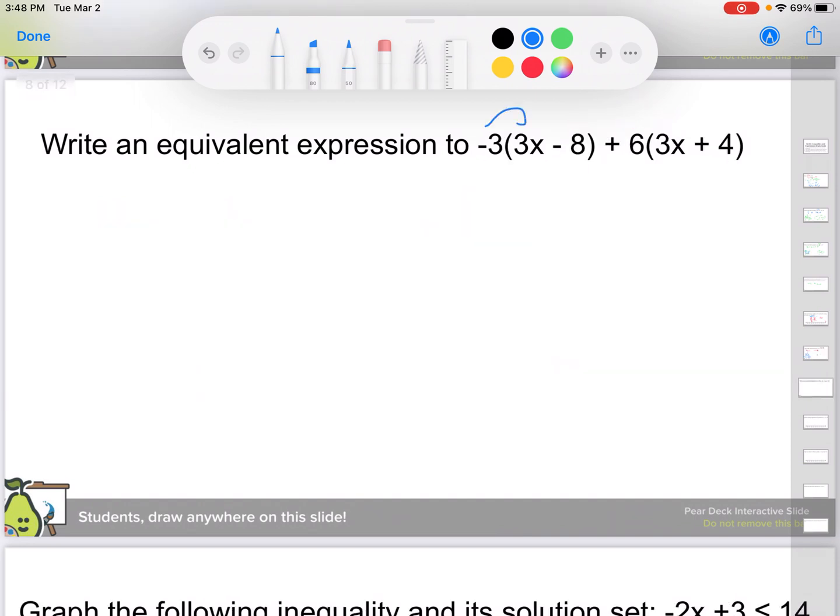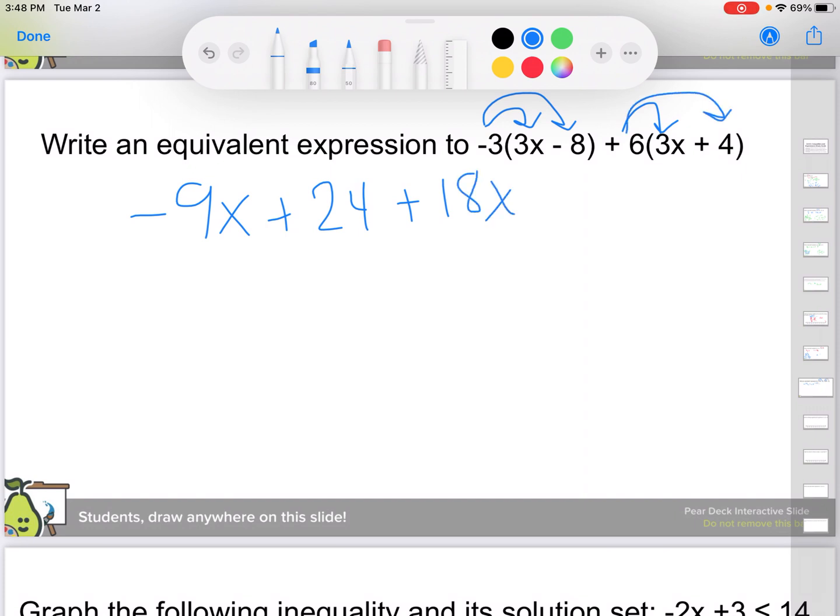All right, write an equivalent expression. So I have to distribute. I'm multiplying -3 times +3, so I get a -9x. -3 times -8 is going to give me a +24. 6 times 3 is going to give me 18x. And then 6 times 4 is going to give me 24. And I know that they're all positives because positives times positives equal positives.